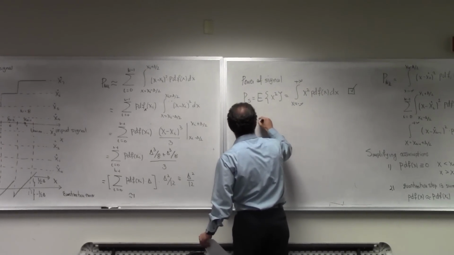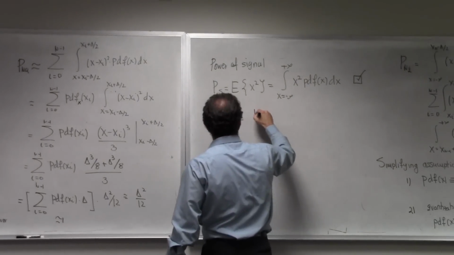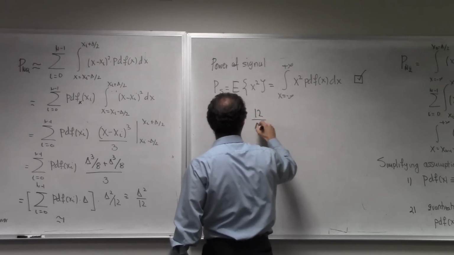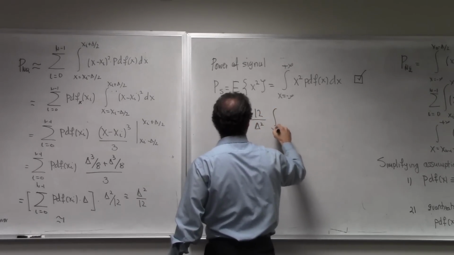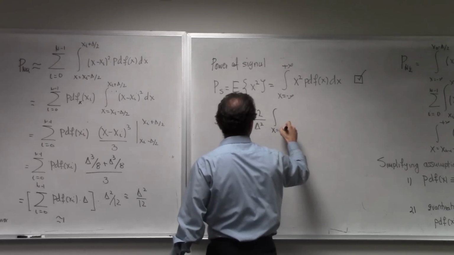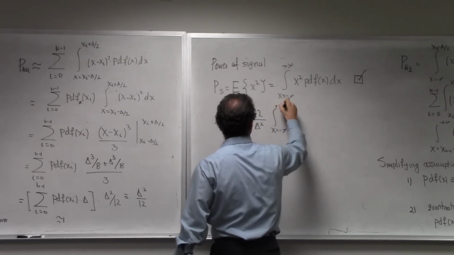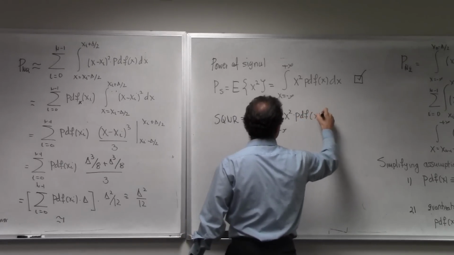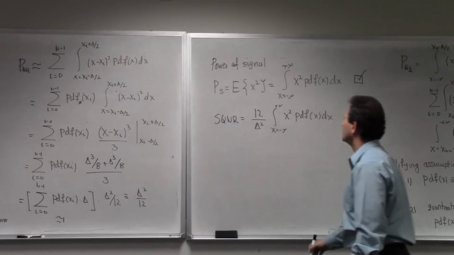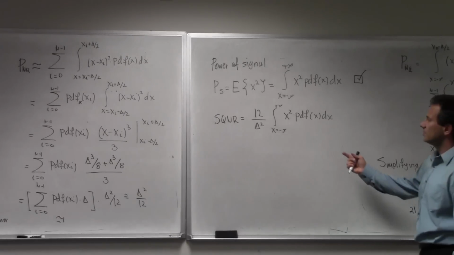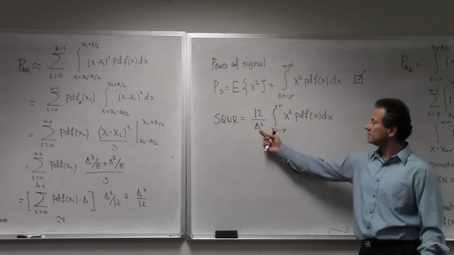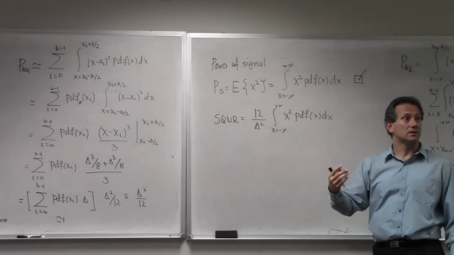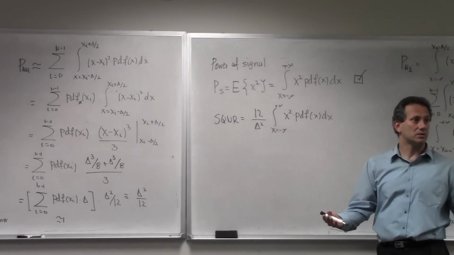SQNR is going to be 12 over delta squared times the integral, x goes from minus infinity to plus infinity, of x squared times the PDF of x dx. That's the signal to quantization noise ratio. And just like you expect, it is inversely proportional to delta. The smaller the delta, the larger the signal to noise, the smaller the noise.